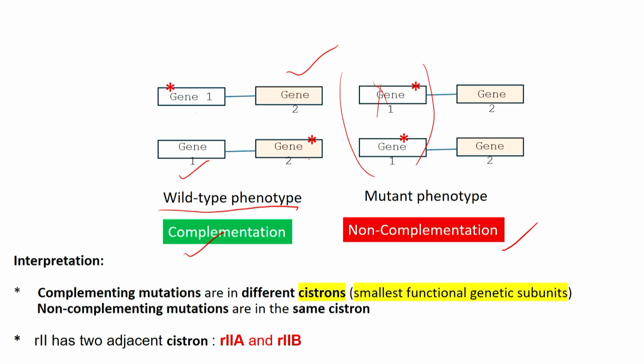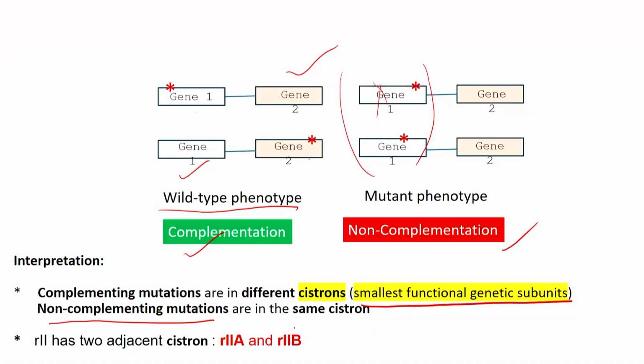Cistron, remember this word was introduced by Benzer. So cistron is what now we know as the gene, right? But what he said, which he very rightly concluded, is that the cistron is the smallest functional genetic subunit, which is probably coding for a polypeptide. Now non-complementing mutations are in the same cistron, that you can see here. So rII Locus actually has 2 genes.